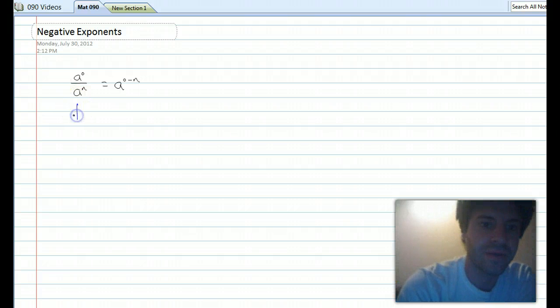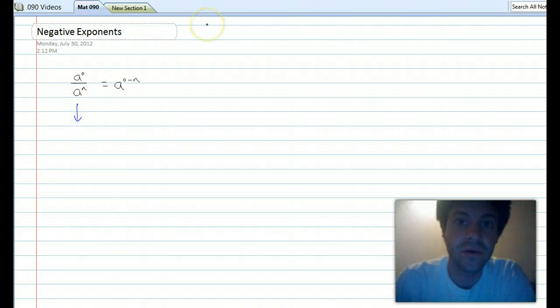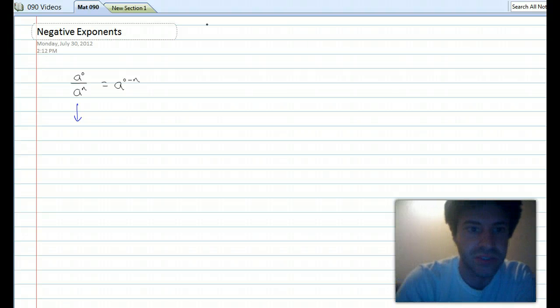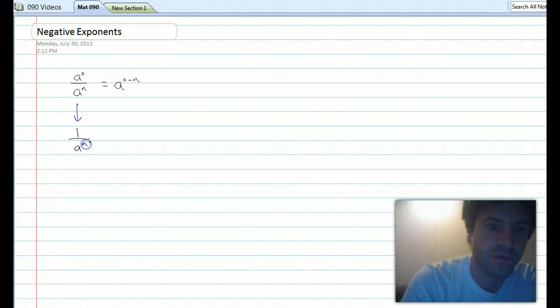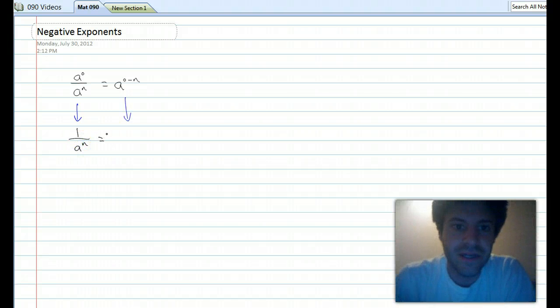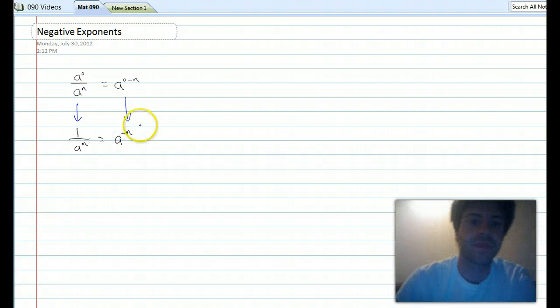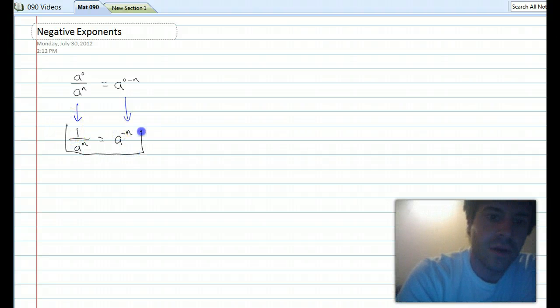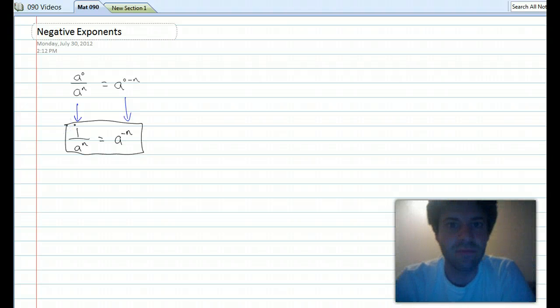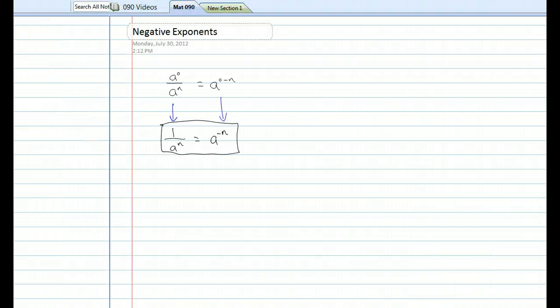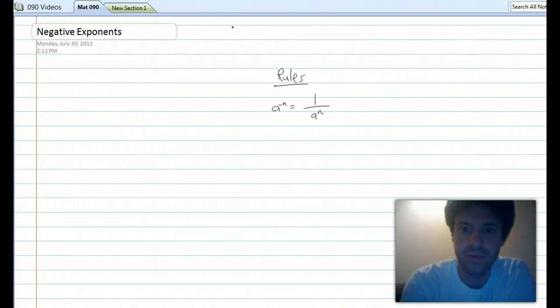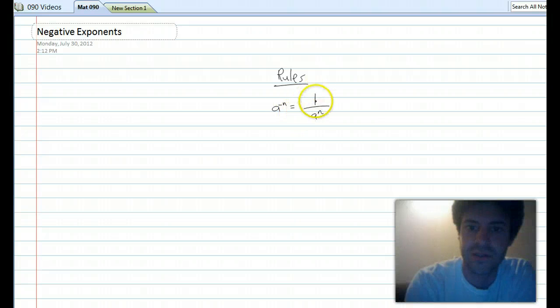Now let's rewrite the left-hand side of this equation. We know that a to the 0 power, anything to the 0 power, is just 1. So really what we have is 1 over a to the n on the left side. And on the right side of the equation, a to the 0 minus n, well 0 minus n is just negative n. This says that 1 over a to the n is just another way to write a to the negative n power. I'm going to rewrite the rule right here. A to the negative n is 1 over a to the n.